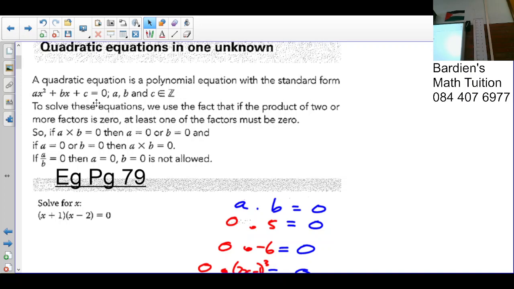To solve these equations, we use the fact that if the product of two or more factors is 0, at least one of the factors must be 0. So if a times b is equal to 0, then a is equal to 0 or b is equal to 0. If a is equal to 0 or b is equal to 0, then a times b will be 0. If a over b is equal to 0, then a is equal to 0 and b is not equal to 0. Why can't b be 0? Because the sum will be undefined.